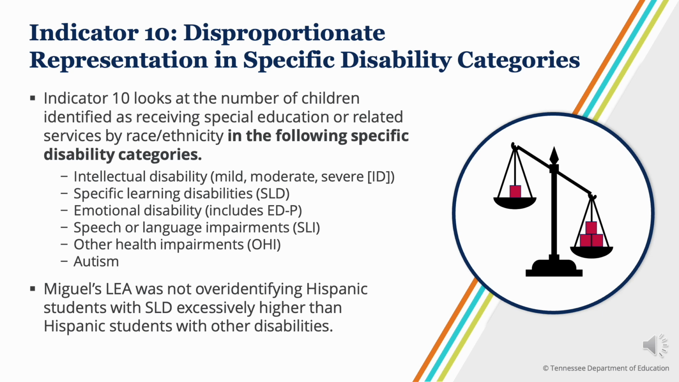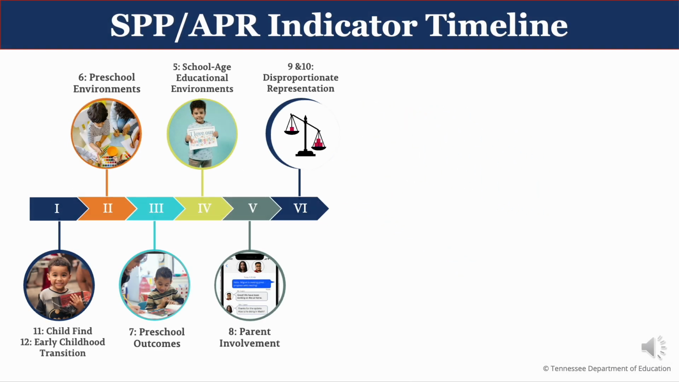Having strong identification policies, practices, and procedures that ensure children are not being inappropriately identified with a disability based on race or ethnicity and among these disability categories means that Miguel is appropriately identified and reevaluated, and that there aren't internal issues that led to the identification predicated on race or ethnicity. With indicators 9 and 10, we're able to plant another flag along Miguel's journey.